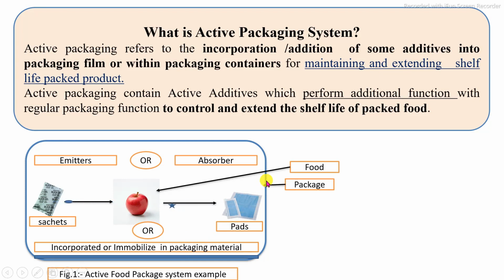These specific additives play a role in controlling the internal conditions to extend the shelf life of the packed food. There are two main additives. The first is the emitters, which emit a specific compound to control the conditions. The second is the absorbers, which absorb compounds from the surrounding conditions into the pads or sachets containing the chemicals, that is, the additives.